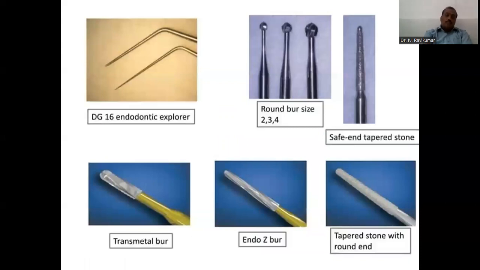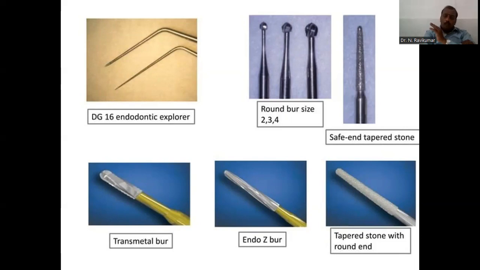What are the other instruments? DG16. DG16 is an endodontic explorer used to locate the orifice of the canal. If you find it very difficult to locate the canal, with this instrument, because of the sharp point, you can locate the canal. Another one is a round bur, tapered bur or safe-ended tapered bur. Previously, what we usually did is start the root canal access with a round bur, then end up with a straight bur or a tapered fissure bur to complete the procedure.